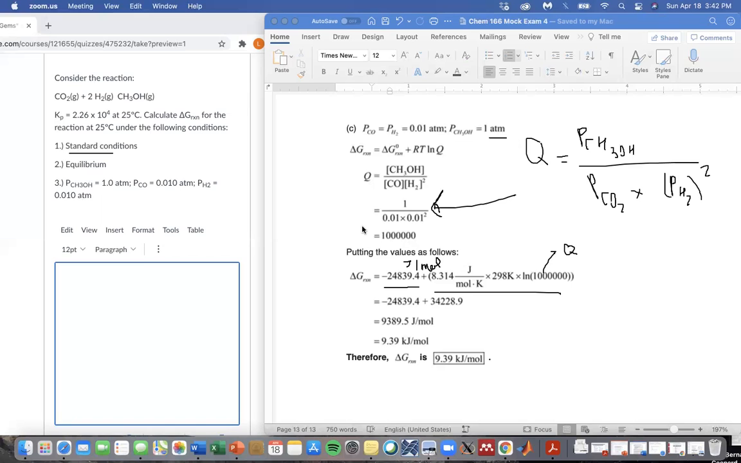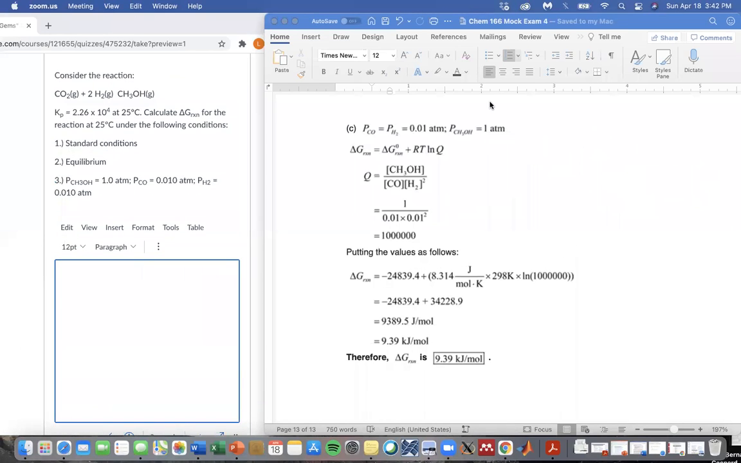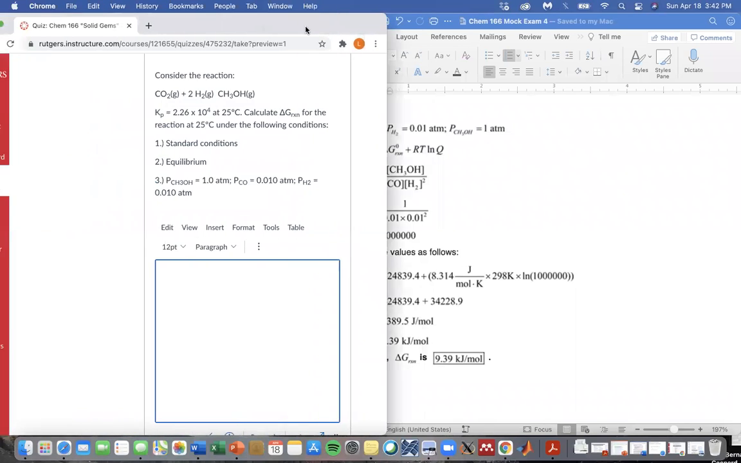I think the hard part of all of this is keeping track of which equations you can use for different things, and keeping track of the difference between just delta G of reaction versus delta G standard. So that's the entire mock exam. If you have questions about any problems, we can go over certain problems again, or we can go over something else if you wanted as well.